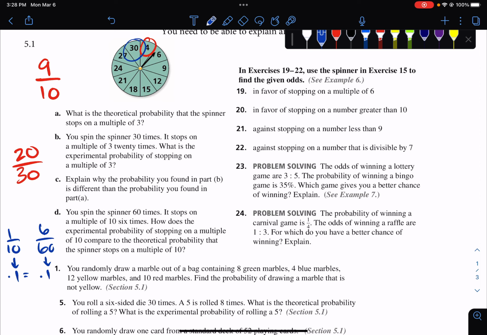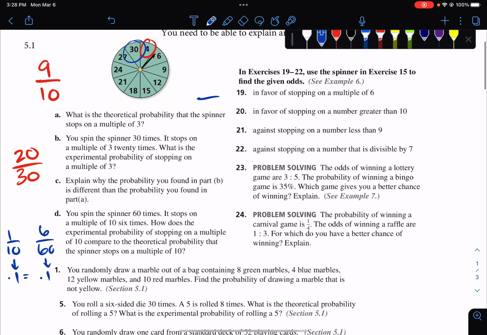All right. We're going to go over to these odd questions on the right-hand side. And I don't mean odd numbers. I mean questions about odds. So number 19 wants us to use the same spinner, but it says, what are the odds in favor of stopping on a multiple of 6? Now, odds are a little bit different. So the way that I do odds is, first of all, it's in favor. So I count how many are multiples of 6. So there's 1, 2, 3, 4, 5 multiples of 6.